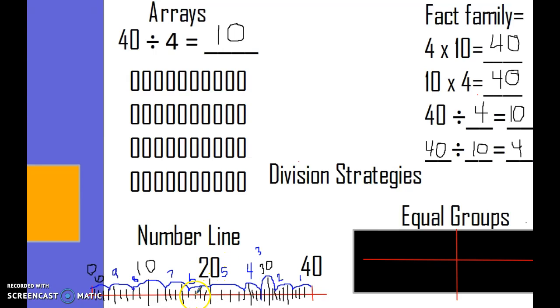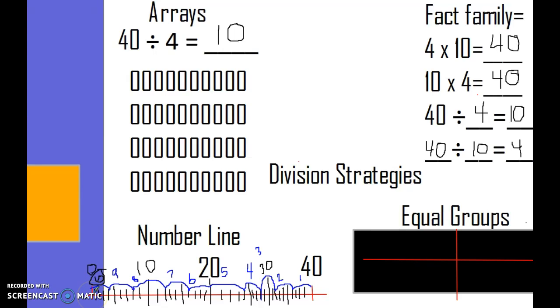1, 2, 3, 4. That's my sixth group. My seventh group. My eighth group. My ninth group. And if I do it right, it will be exactly 4 here at the end. 1, 2, 3, 4. And that is my 10th group, and that is my answer. 40 divided into groups of 4 is 10. So that's using a number line.